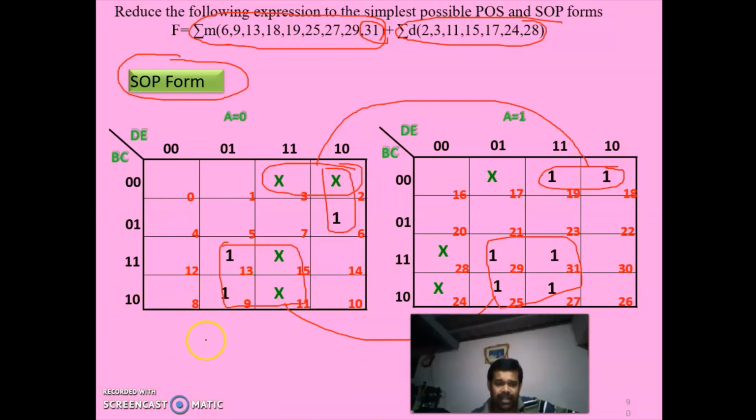So the expression for this one is b e, plus, for this one is b bar c bar d, plus, this is present only in the first map, so you have to include the variable a bar.